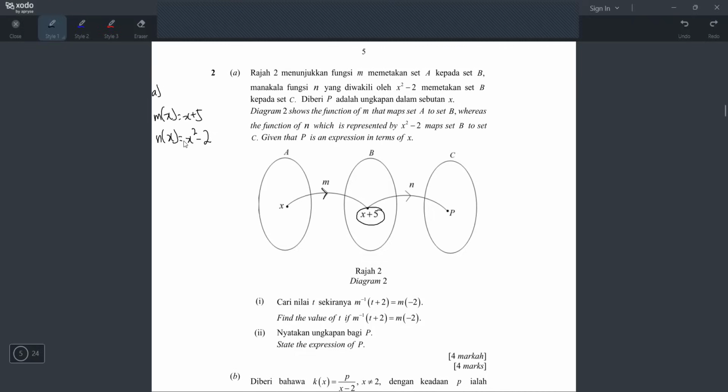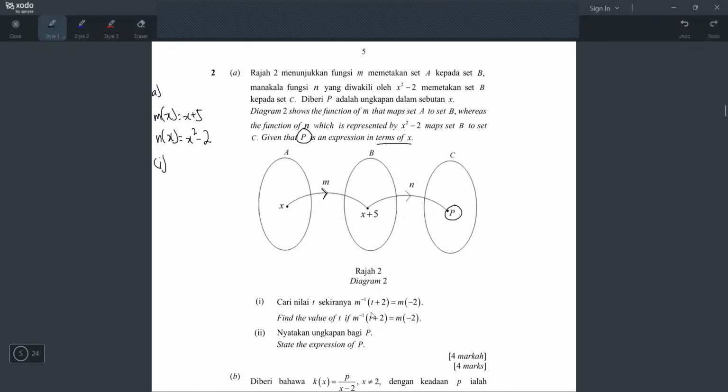But let's see what they want first. Okay, now we keep reading. Given that p is an expression in terms of x. And then question number 1, find the value of t if m inverse (t plus 2) equals m(negative 2). Very obvious. The first question, they don't want you to find p. I think only the second question asks you to find p.